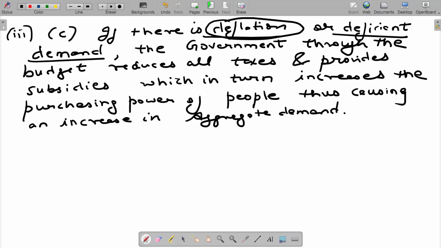When there is lack of demand, what should the government do? The government should cut down on taxes so that people start spending more. The government should start providing subsidies so that people start spending more. When people start spending more, automatically it leads to an increase in aggregate demand and corrects the deflation in the economy.